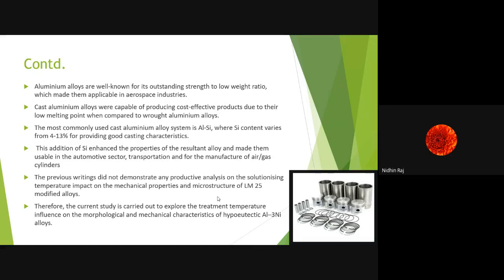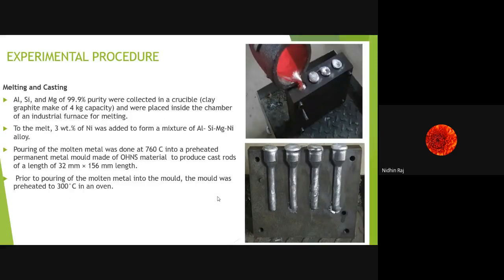Now, regarding the melting and casting stage of the experimental procedure, that is the next point that I want to discuss here. So as I said, aluminum, silicon, and magnesium of high level of purity were collected in a crucible, and that was placed inside the chamber of a melting furnace. Now, weighed 3% nickel was added to this melt, and that was stirred for a long period of time so that we get a uniform mixture of aluminum, silicon, magnesium, and nickel.